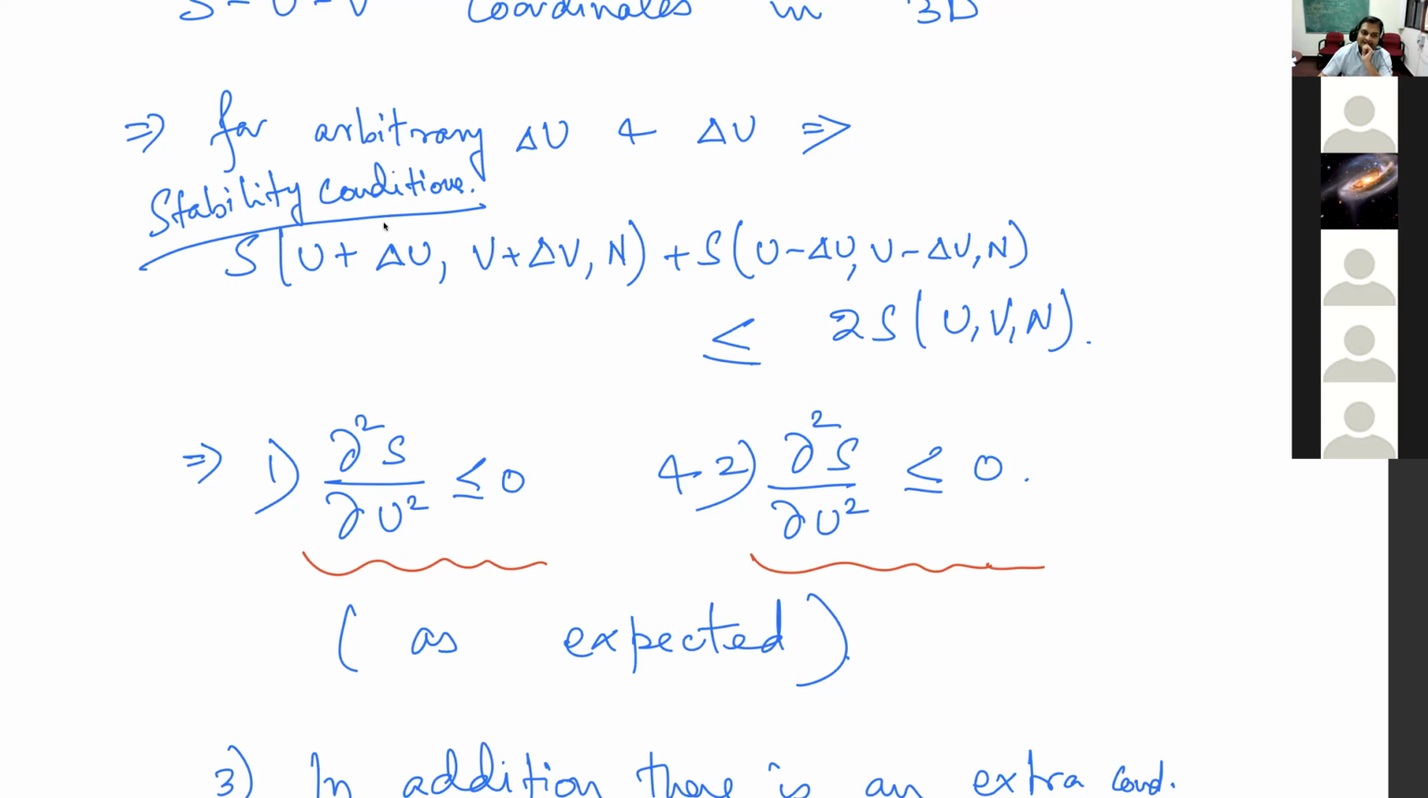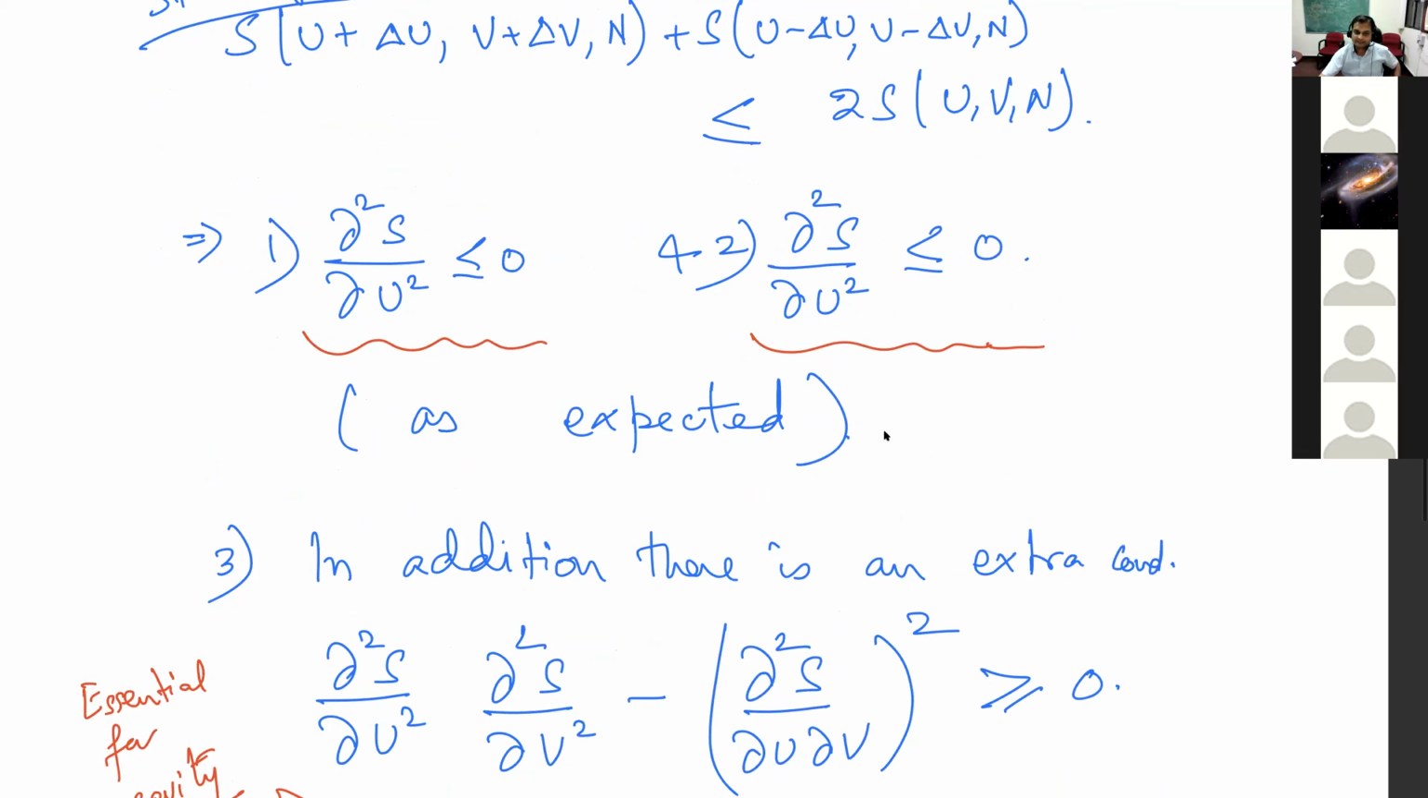And just like the 1D case, of course, we can easily derive these two local equilibrium conditions: d2S by dU2 less than or equal to 0, and d2S by dV2 less than or equal to 0. So very similar to the 2D system. d2S by dU2 less than 0 should be the local restriction. Global restrictions come from the envelope of tangents.